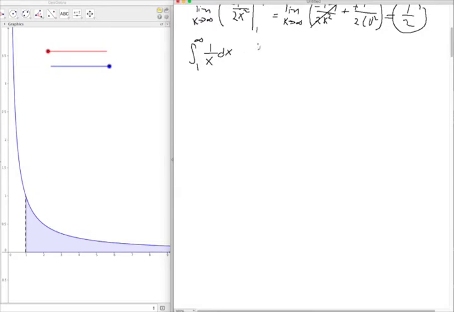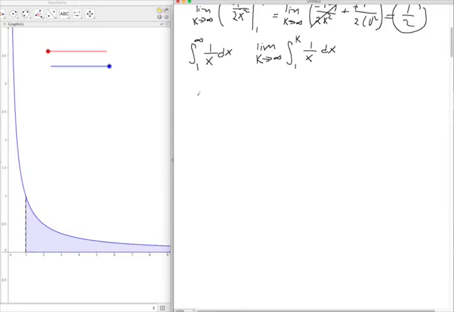This is going to become the limit as k goes to infinity of the integral from 1 to k of 1 over x dx. Now, the difference here is I can't do the reverse power rule with this integral. You have to know that the antiderivative of 1 over x is the natural log of x. Since we're already greater than 0, we don't have to worry about absolute values, but there'll be more on that when we get to differential equations.